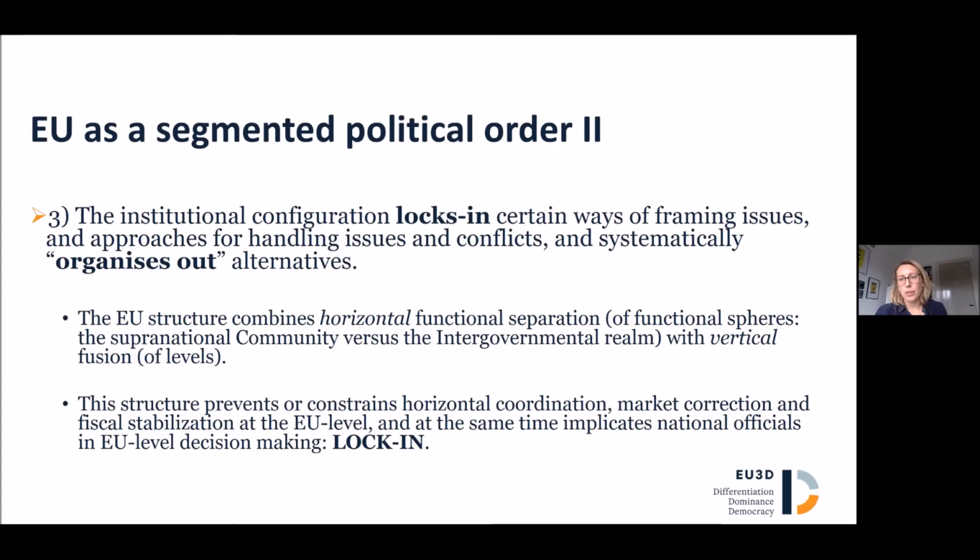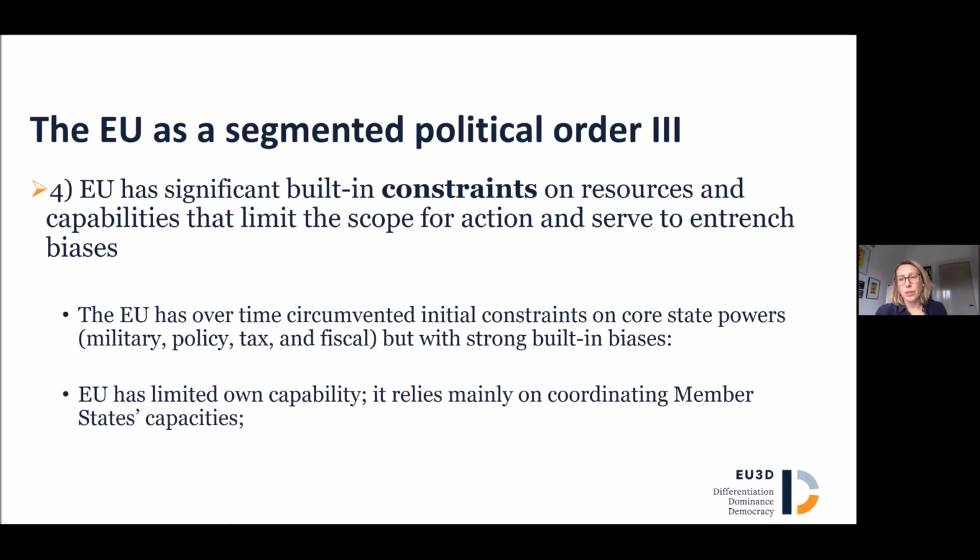And then of course, this is amplified by the constraints on resources. So whatever biases there are mean that they cannot actually spend themselves out of it. And even if the EU has circumvented many of the initial constraints built onto it, because the EU was initially set up as a segmented political system, but it was then trying to overcome much of this. However, with the crises, this process was kind of reversed again. And it is instructive to look at the way in which the EU had to circumvent the initial constraints on core state powers. And this is what Genschel and Jachtenfuchs and their contributors are underlining, namely that they are coordinating member states' capacities, not developing own EU-level capacity. So that there is this dependence, again, reinforcing the understanding of interweaving of levels.